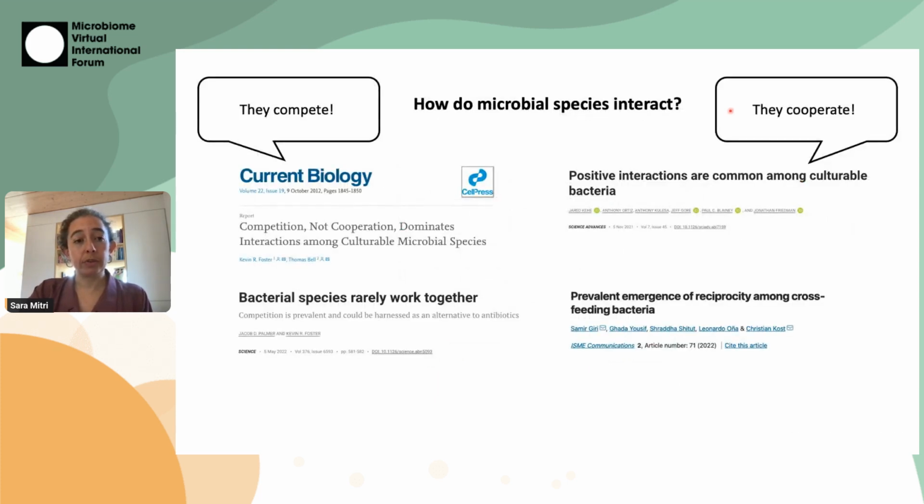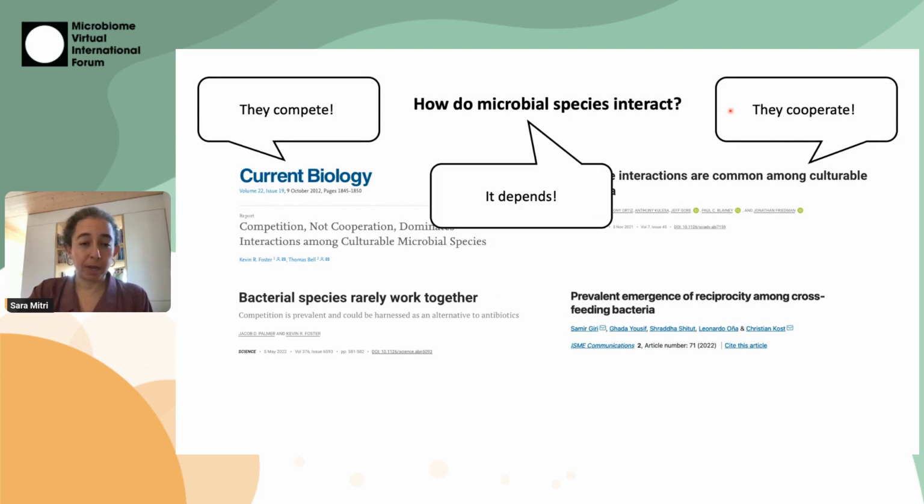Okay, so back to the debate in the field. Our position is essentially, it depends. You don't always get competition, you don't always get cooperation. It depends on the environment that species are in. And probably what's happening is that typically between two species, there will be several levels of interaction happening at the same time. And depending on if your environment is more toxic or has more nutrients, that can change the net interaction that you would measure.